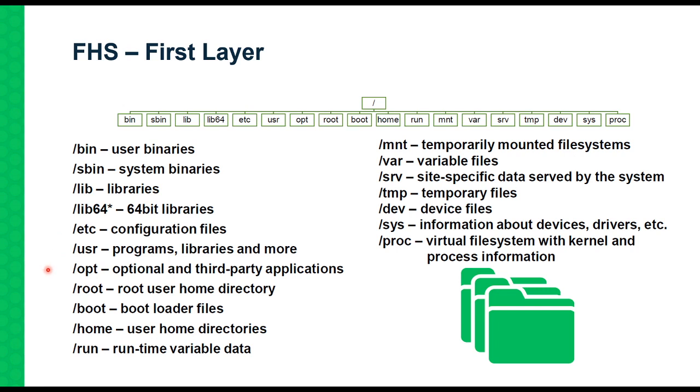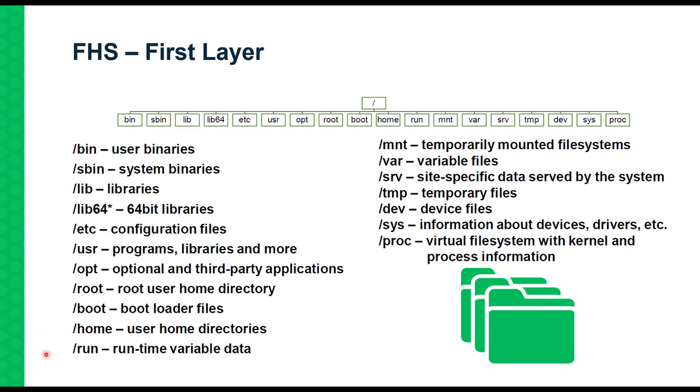Then we have our /opt where optional and third-party application storage is found. Then we've got our /root. This is the root home directory. If you remember, on our first day we stated that there was an X on it and we needed access to our /root directory. So let's look at our /boot. This is where our bootloader files are stored, for example, GRUB2 in SLES. Then we've got our /home directory where all our users are stored with their home folders.